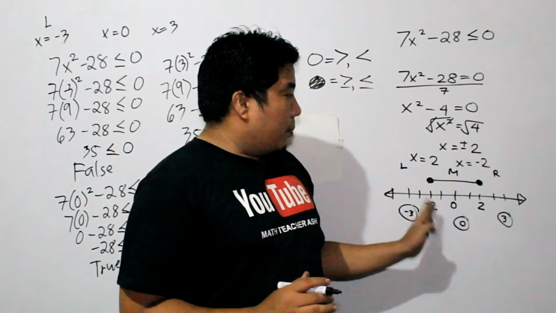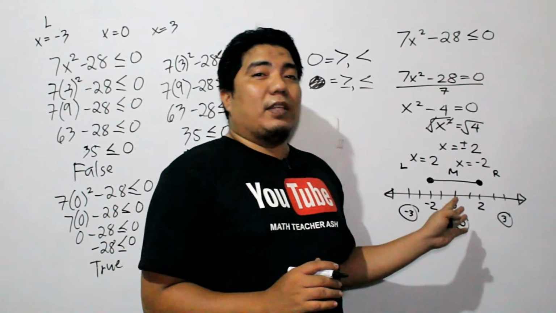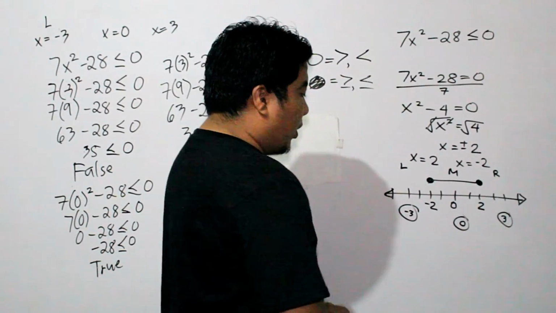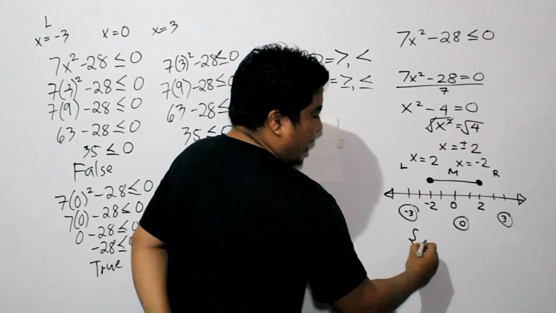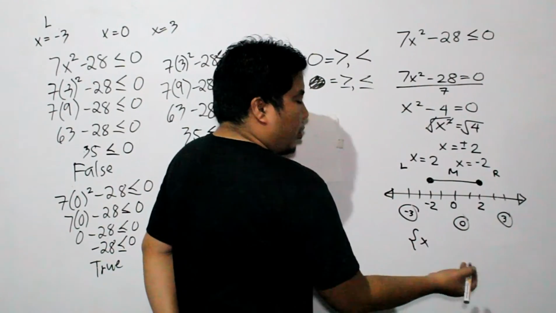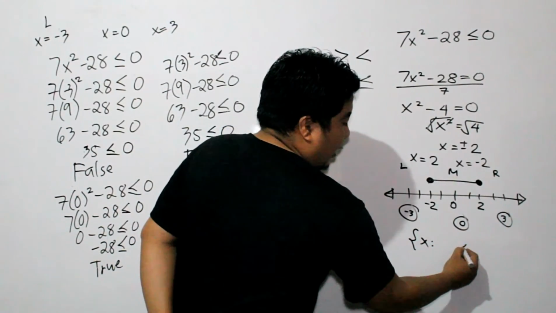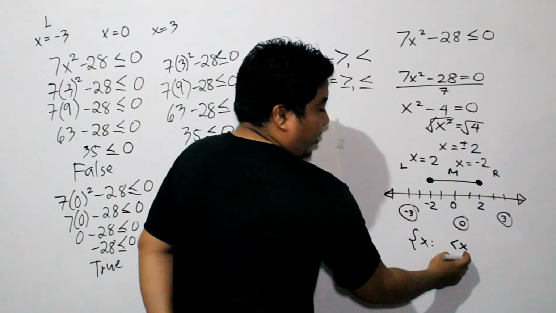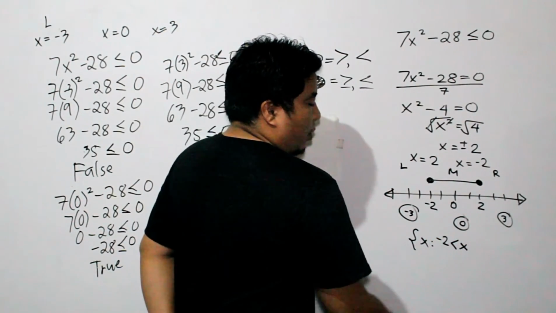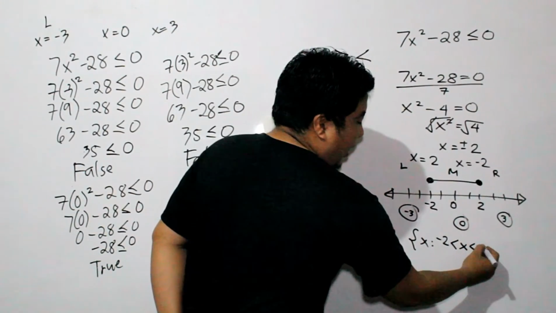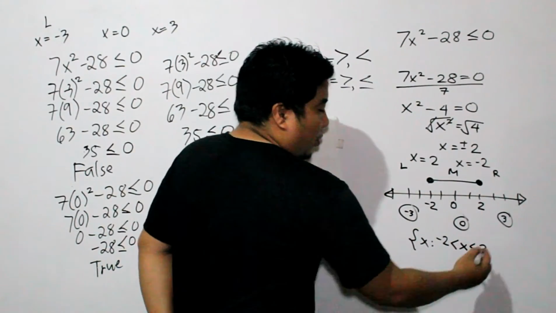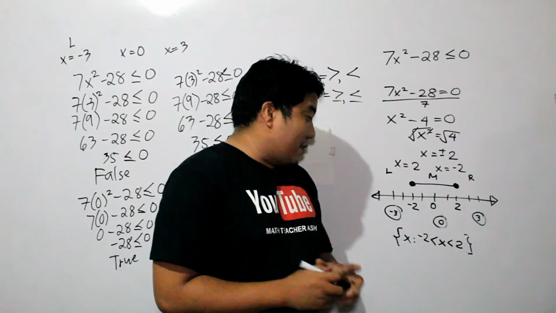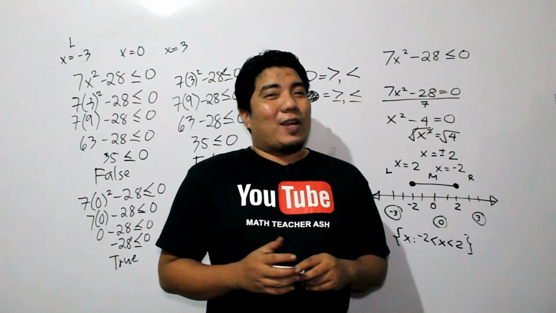Therefore, our correct and final answer for this given problem is all the numbers between negative 2 and positive 2. So how do we write that one? For the final answer, you will express it as the solution set of x such that x is greater than negative 2 but less than positive 2. And this is the final answer for this given quadratic inequality.